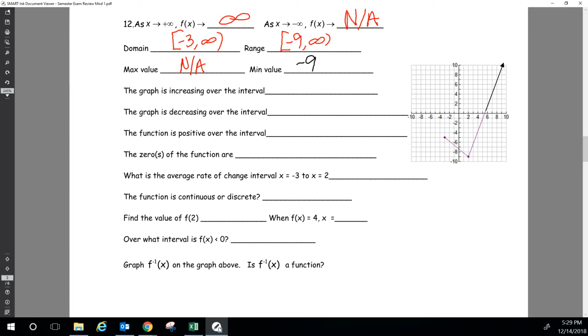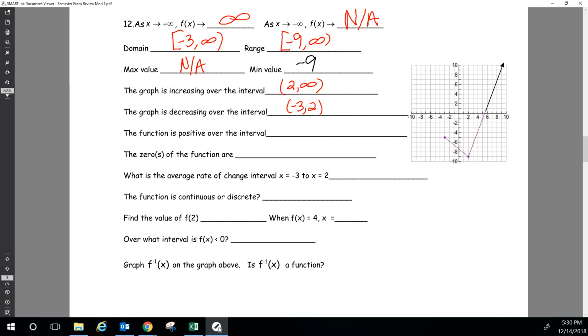Where is the graph increasing? So my graph is getting bigger from 2 to infinity. So from 2 to infinity, don't include that 2. At 2, we're not getting bigger or smaller. That's where we're turning. It's a critical point. Our graph is decreasing from -3 to 2. That's where it's getting smaller. So when x is -3 to when x is 2, the y values are getting smaller.